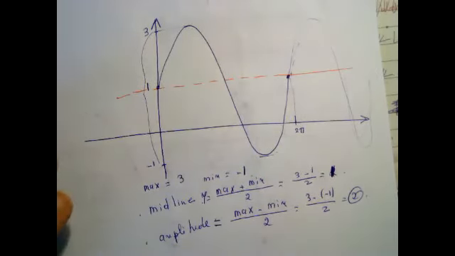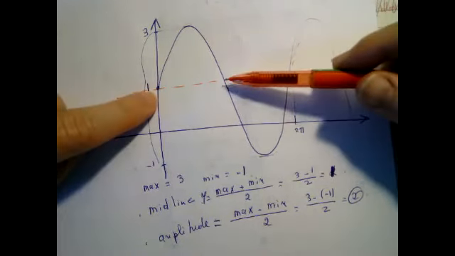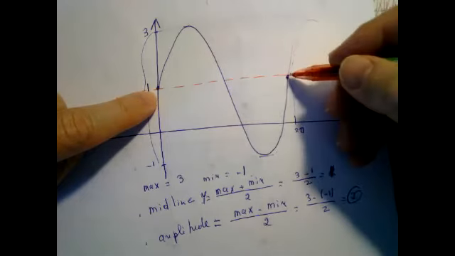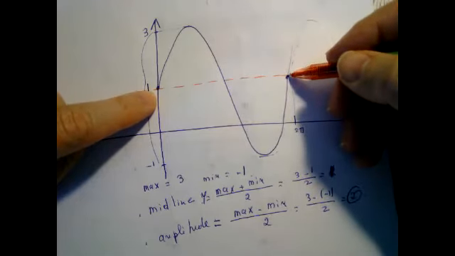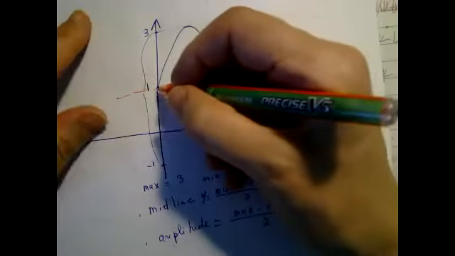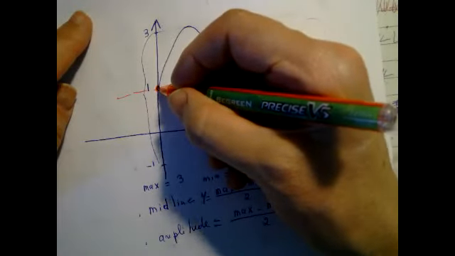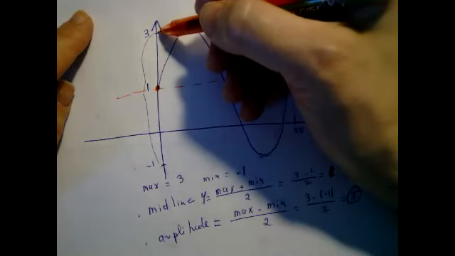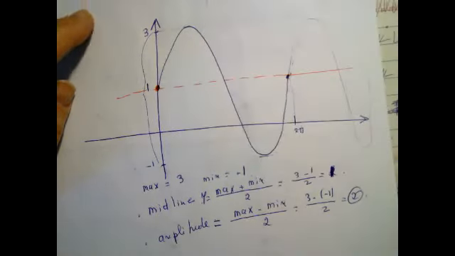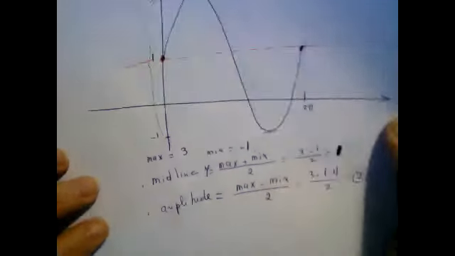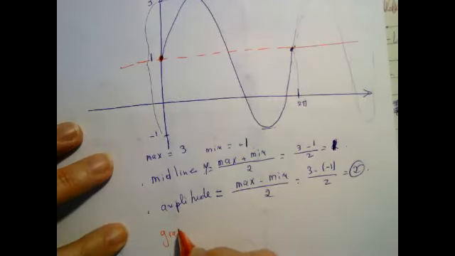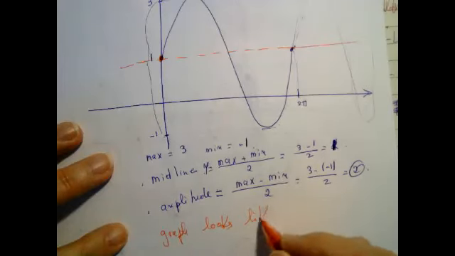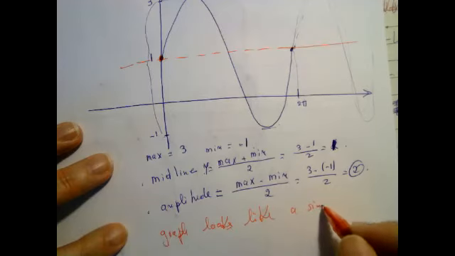Once you do that, you look at the graph and ask yourself, is this a graph of sine or cosine? That should be your first question. If the graph starts at the midline, you're talking about a sine graph. If the graph starts up at the max, you're talking about a cosine graph. So this graph looks absolutely like a sine graph.